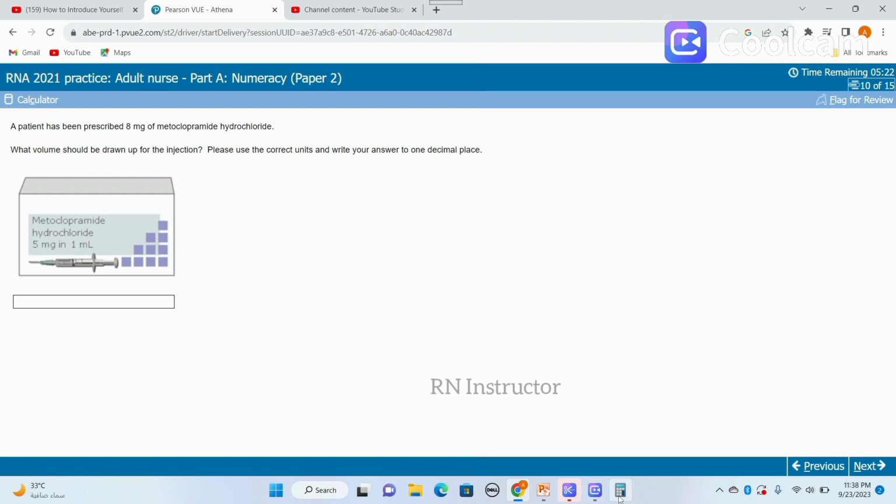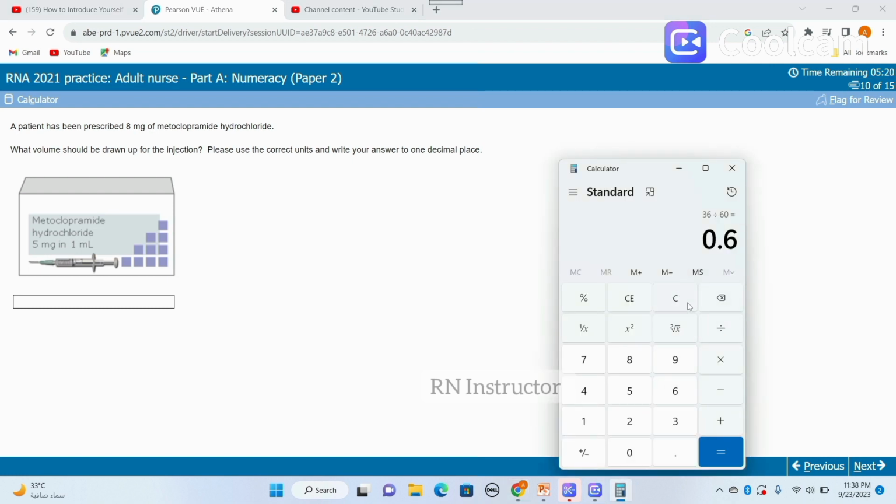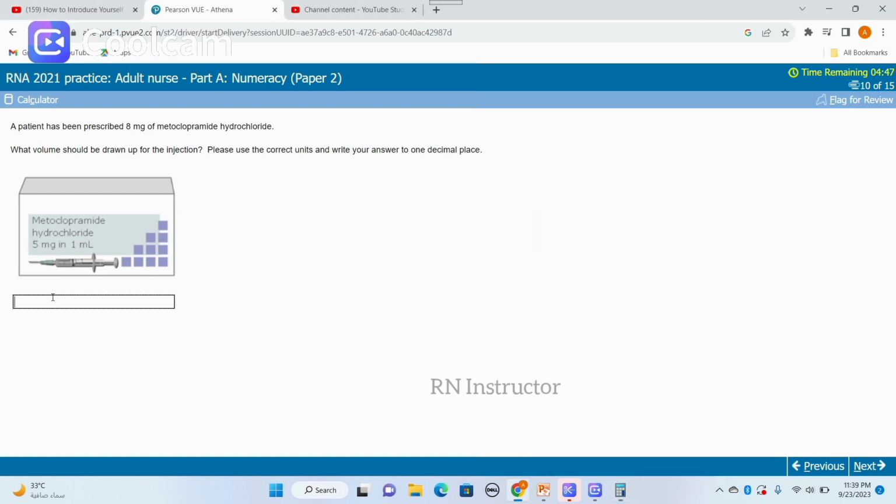A patient has been prescribed 8 mg. So always have 8, the doctor's order, divided by the stock in hand, and ask what volume should be drawn up from the injection. Please use the correct unit and the decimal, meaning we need to mention all. So 8 is the doctor's order, divided by the stock in hand, that is 5 mg, multiplied by 1. So we are going to administer 1.6 ml to the patient.